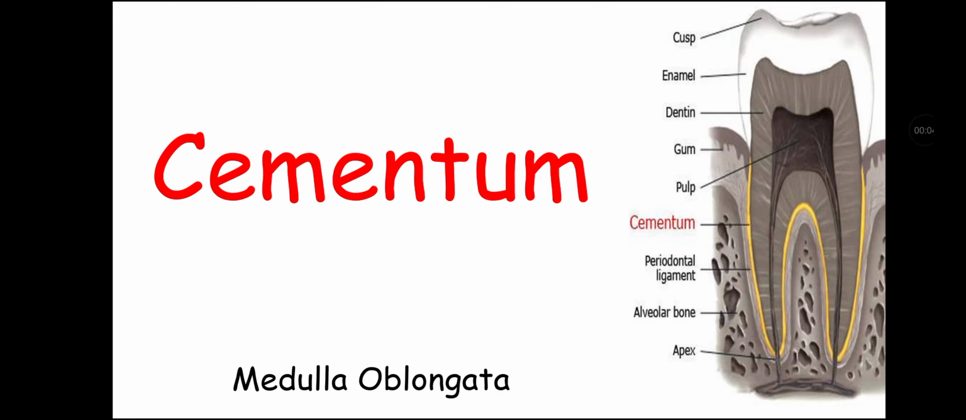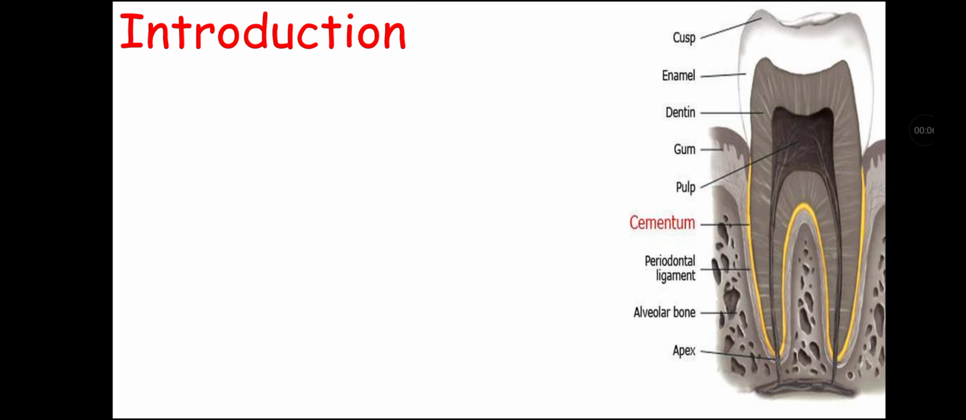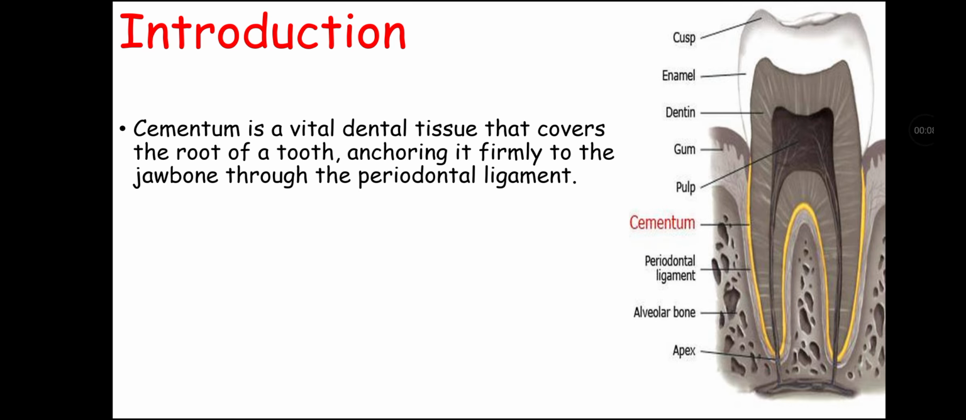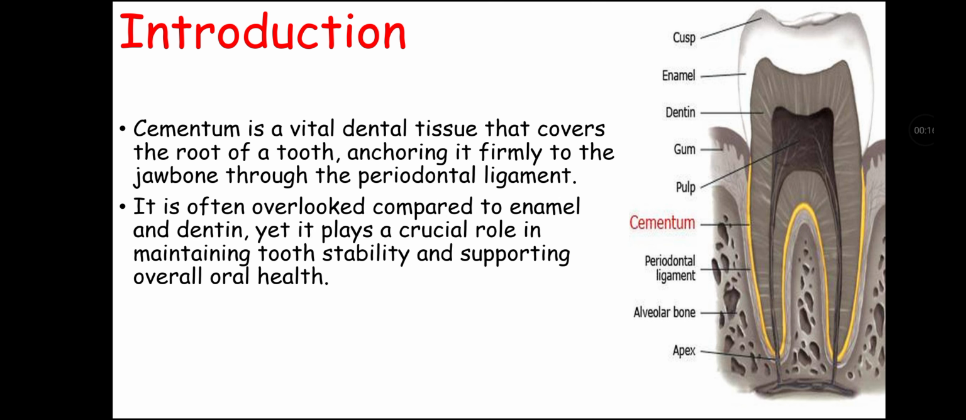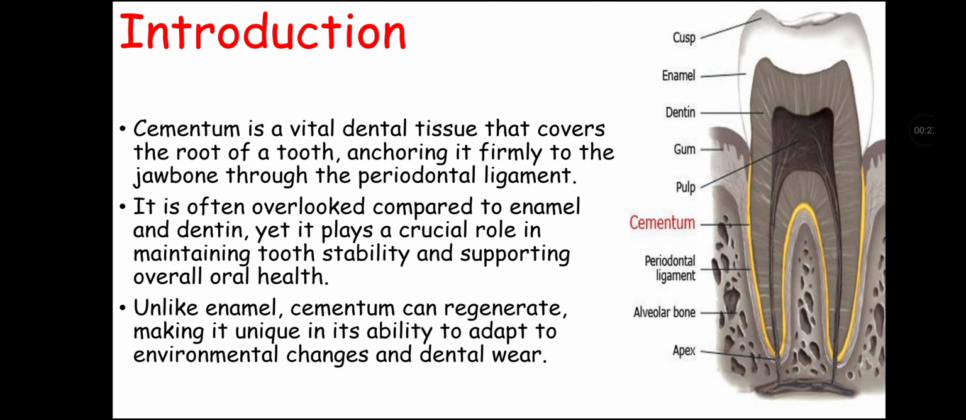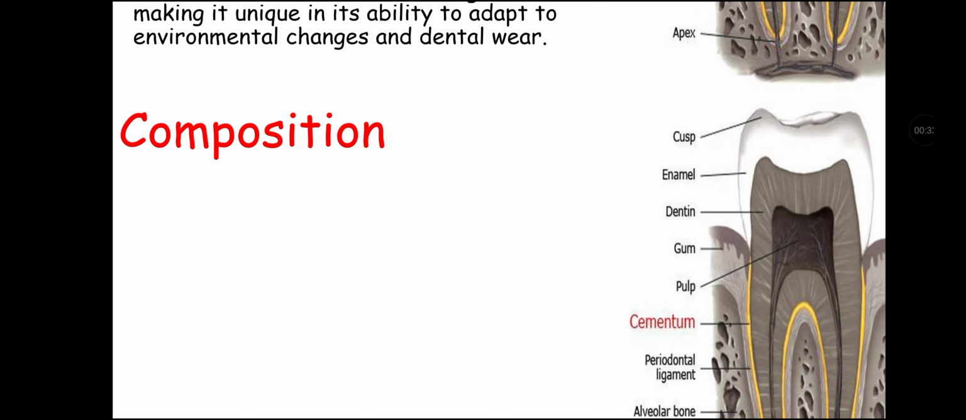Today we are going to talk about cementum. So let's start the topic with introduction. Cementum is a vital dental tissue that covers the root of a tooth, anchoring it firmly to the jawbone through the periodontal ligament. It is often overlooked compared to enamel and dentine, yet it plays a crucial role in maintaining tooth stability and supporting overall oral health. Unlike enamel, cementum can regenerate, making it unique in its ability to adapt to environmental changes and dental wear.